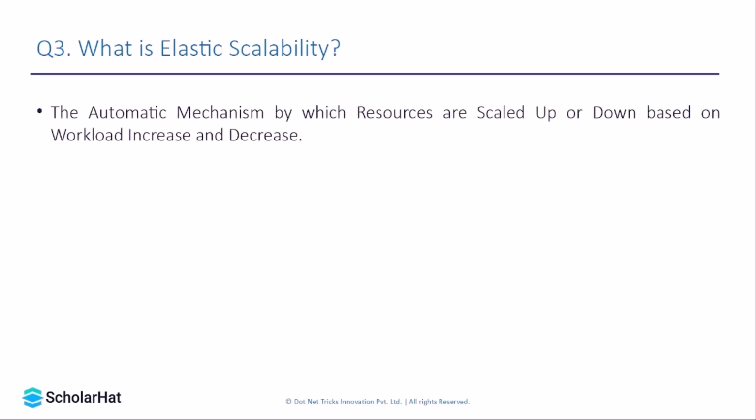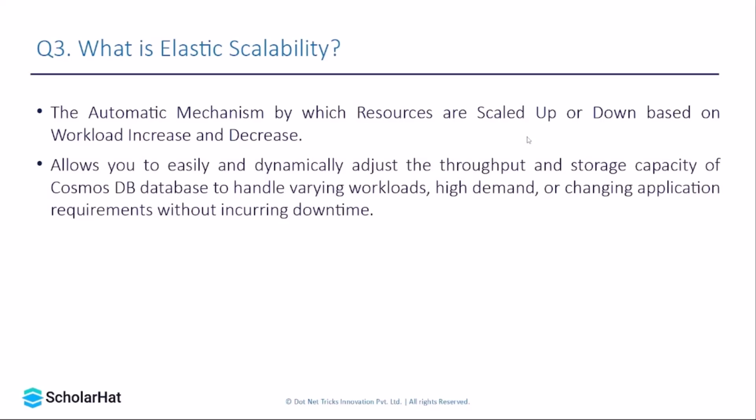Elastic scalability simply means an automatic mechanism by which a resource is scaled up or scaled down based on the workload increase or decrease. It allows you to easily and dynamically adjust the throughput and storage capacity of a Cosmos DB database to handle various workloads, high demand, or changing application requirements without incurring downtime.